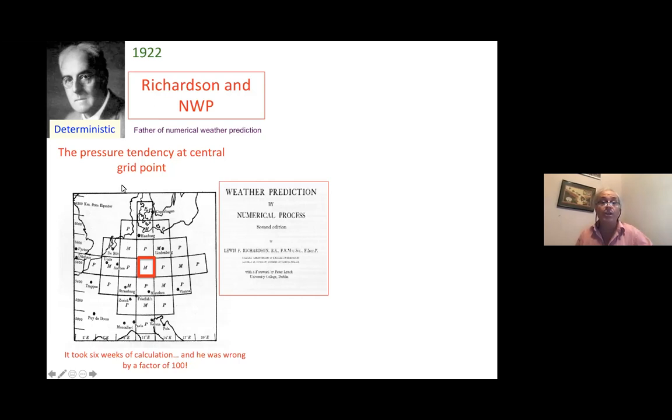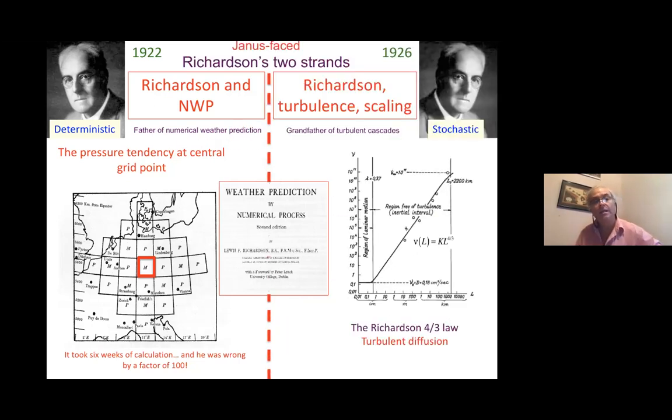A massive calculation for the pressure tendency in this box here. He claimed himself it took him 6 weeks to do the calculation. And he also admitted that he was wrong by a factor of about 100. But in fact, the actual cause of the error wasn't known until the 1970s. It was essentially a problem of nonlinear model initialization. He's considered the father of numerical weather prediction. He just was there a little bit too early. The technology didn't exist really.